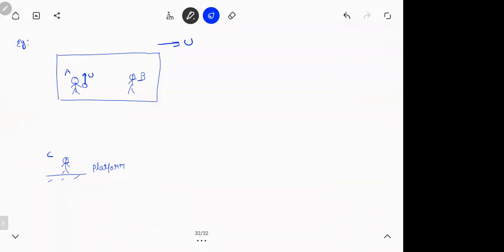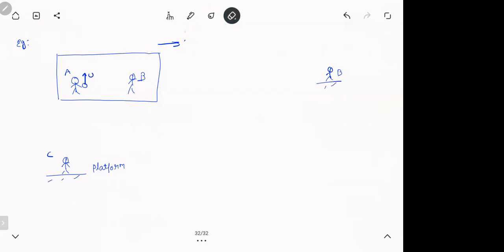You and your friend are standing in the train and I'm standing on the platform. You're just sitting in the chair and throwing the ball up, throwing up, catching, throwing up, catching. How will your friend B see the motion? How will I see the motion on the platform? What will B think if you ask B how the motion is?